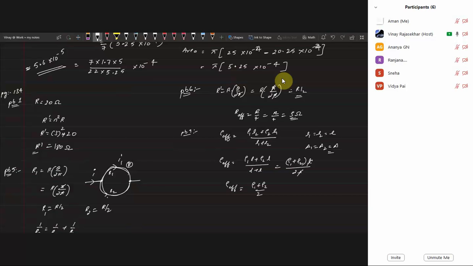But they're asking in terms of conductivity, and we know that rho is equal to 1 by sigma. Then you can write 1 by sigma effective is equal to 1 by sigma 1 plus 1 by sigma 2 divided by 2, which, taking sigma 1 sigma 2 as the LCM, has numerator sigma 1 plus sigma 2, divided by 2. Then sigma effective is 2 sigma 1 sigma 2 divided by sigma 1 plus sigma 2. So option 4 is correct.